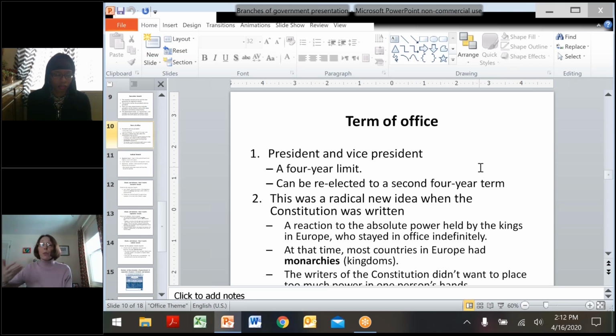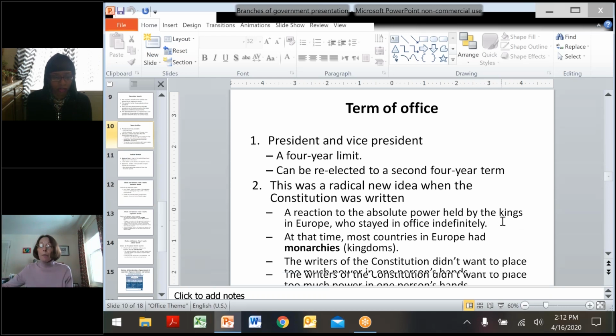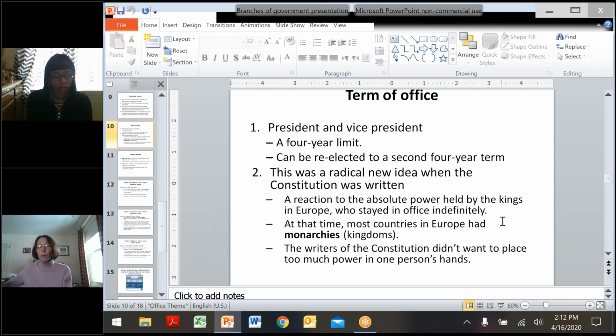This was actually a very radical idea when the Constitution was written, because the kings served for life unless they were overthrown in a big rebellion. And that did happen. There was a revolution in France, for example. And why did they do this? Because this was a reaction to the absolute power held by the kings in Europe, who could stay just as long as they wanted. And at that time, most countries in Europe had monarchies, which was just another word for kingdoms.